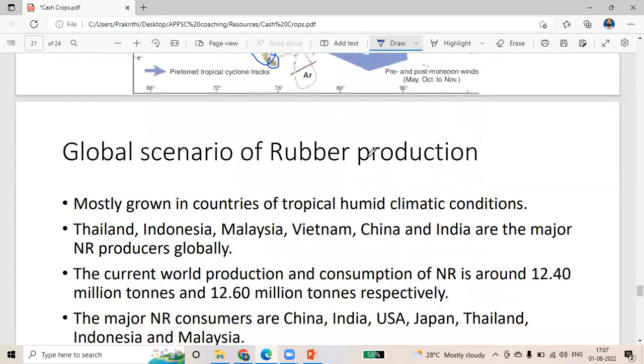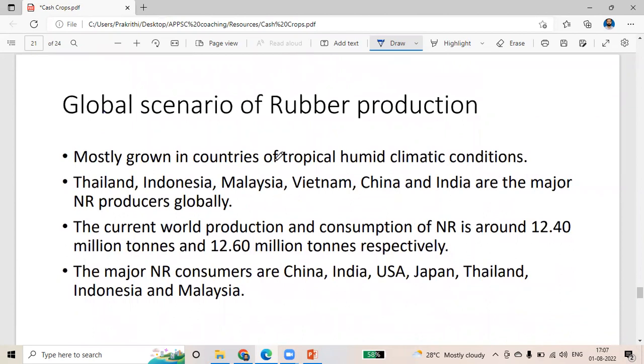So global scenario देखने से, as I said, India fourth position में है. It may vary fourth, fifth, वो भी आने का chances है. तो सबसे ज़्यादा production is Thailand, and it is mainly seen in tropical humid climate that we have mentioned. Thailand में है सबसे ज़्यादा production, followed by Indonesia, Malaysia, Vietnam, and China.